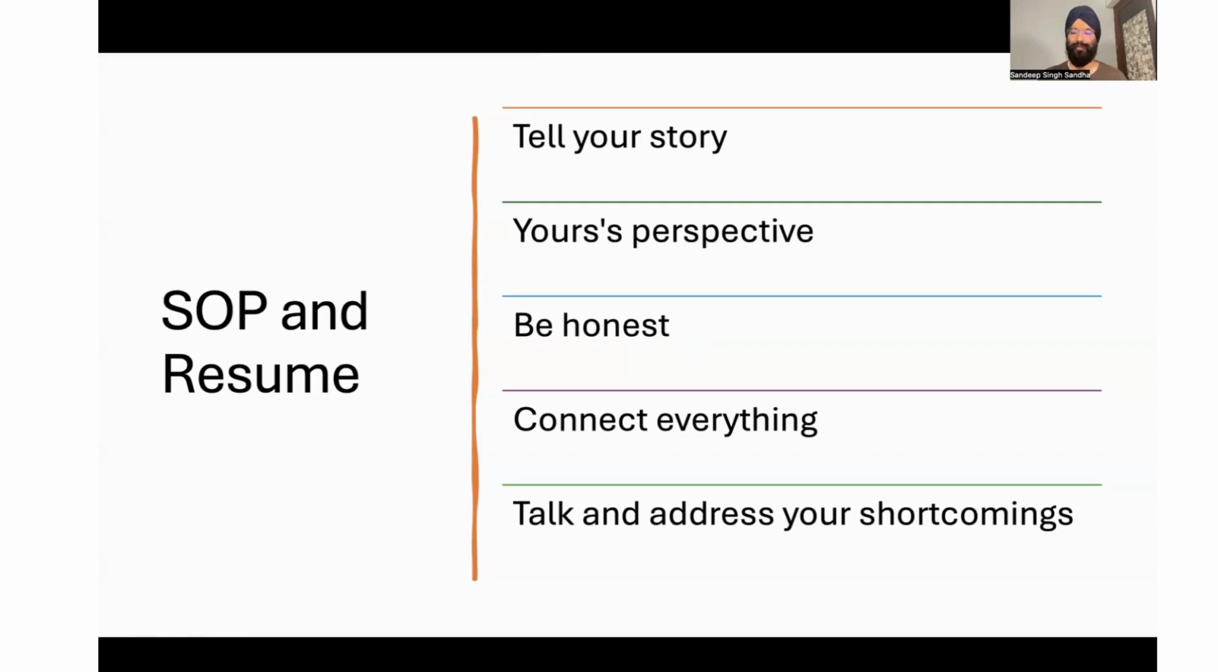Further, SOP and resumes are strengthened by your recommenders. So if your recommenders are not pointing to the same story which you are trying to sell in your SOP and resume, it results in a breach of trust. So you have to tell your story from your perspective.